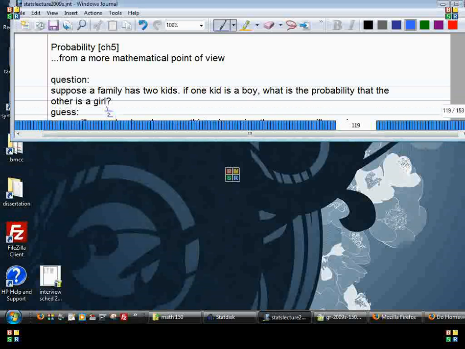Does anybody else have a different guess? 50%? Is 50% a different guess? No. Okay. So does everybody agree with this guess, or do you have something else? Does everybody agree with this guess? Yeah. Okay, Kelly.